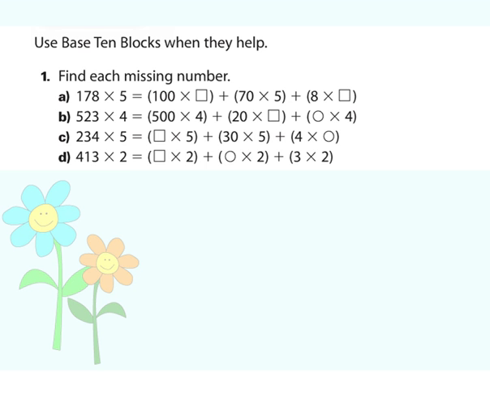Number 1 looks hard, but it really isn't. It says find each missing number. So let's look at A. You're multiplying all the numbers by 5. You're going 100 times 5, you're going 70 times 5, and you're going 8 times 5.